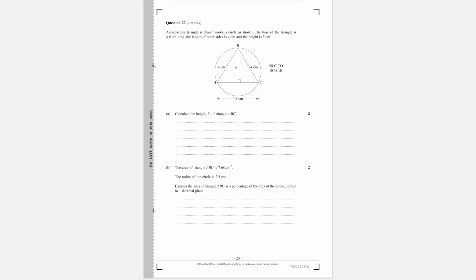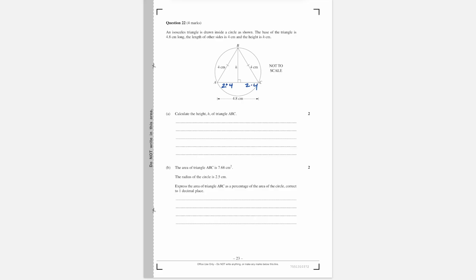Question 20. An isosceles triangle is drawn inside a circle as shown. The base of the triangle is 4.8 centimeters long. The length of the other sides is 4 centimeters and the height is h centimeters. Calculate the height h of triangle ABC. Since it is an isosceles triangle, we know that it is bisecting the base here. So this is going to be 2.4, and this is going to be 2.4 as well.